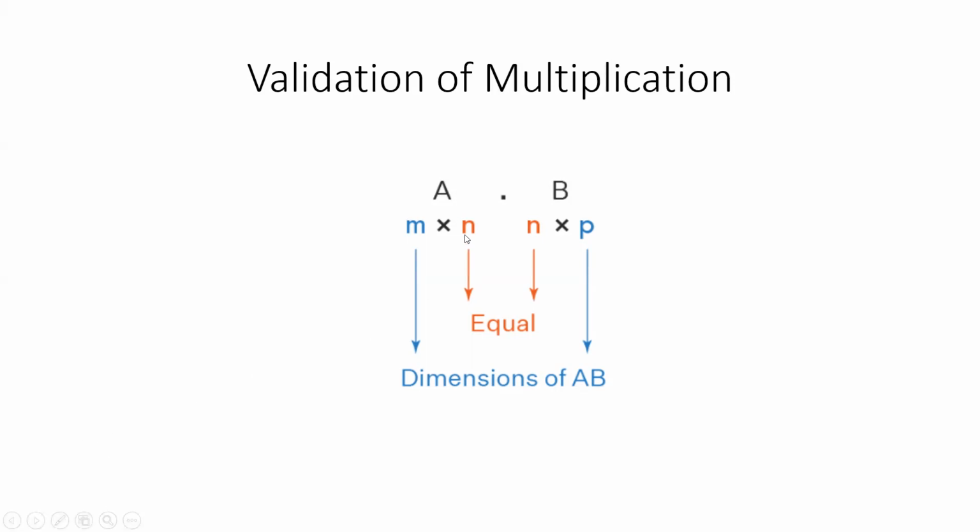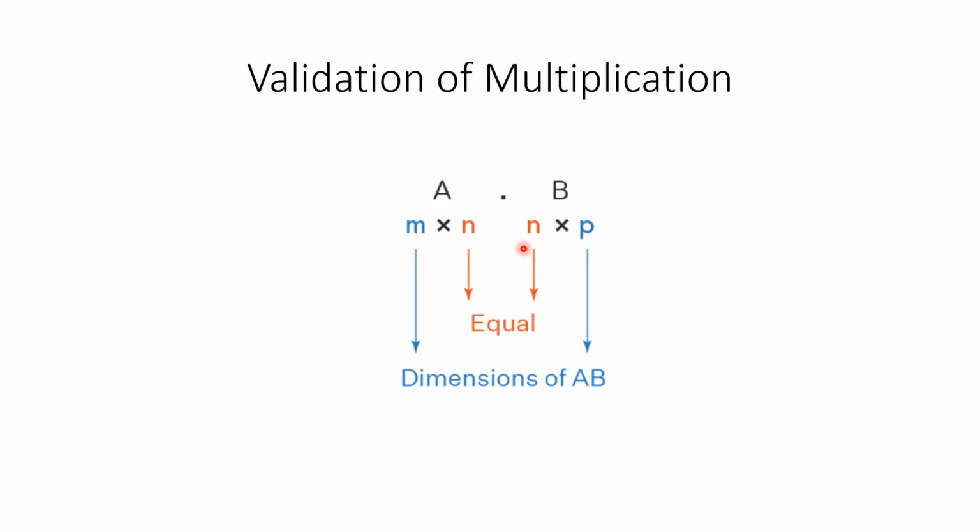There should be a common dimension between matrix A and matrix B. That is, the number of columns of A should be equal to the number of rows of B. Whatever n we are seeing here, the n should be the same. That's why we have denoted it by the common variable n.